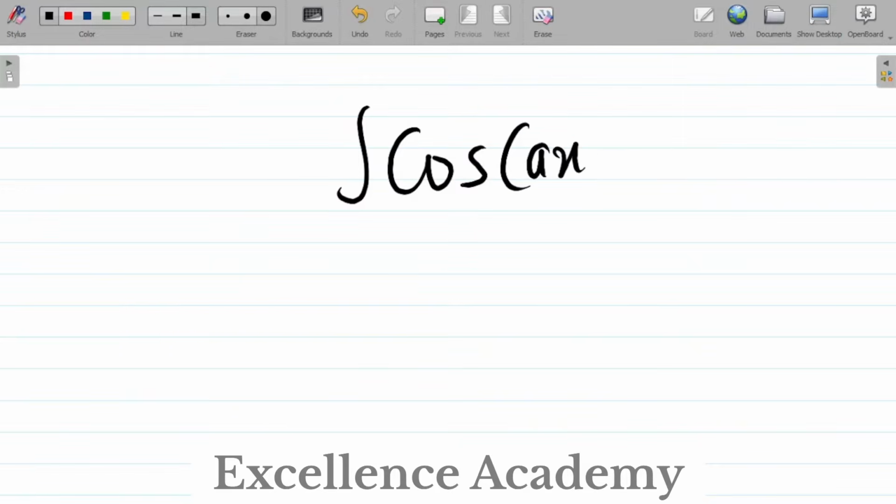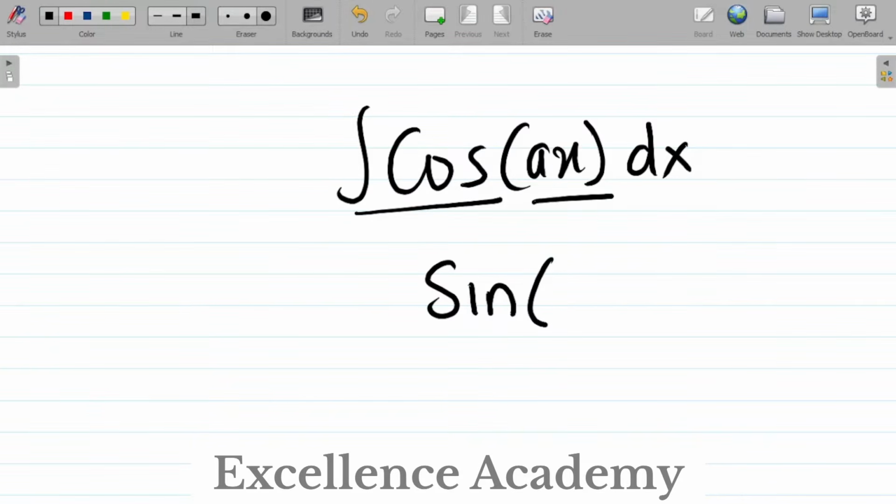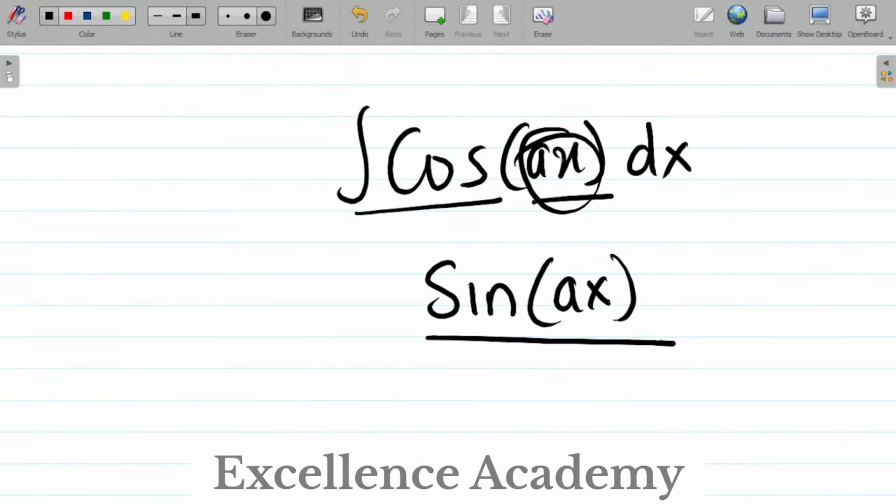Recall that if I take the integral of cos ax dx, this will give us the integral of cos is sine. Repeat the brackets, that's ax, all over the differentiation of ax. If I differentiate ax, I'll have a. This becomes the answer. So basically, this is the shortcut for solving questions of this nature. So take notes and then you can use this in subsequent questions.